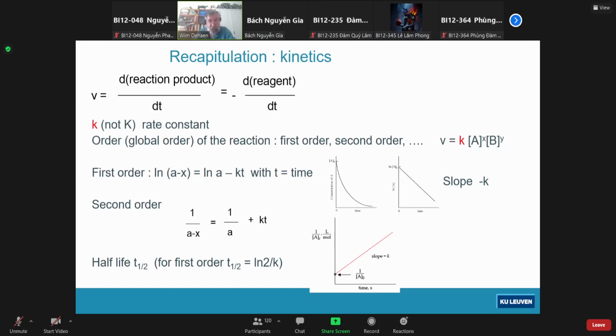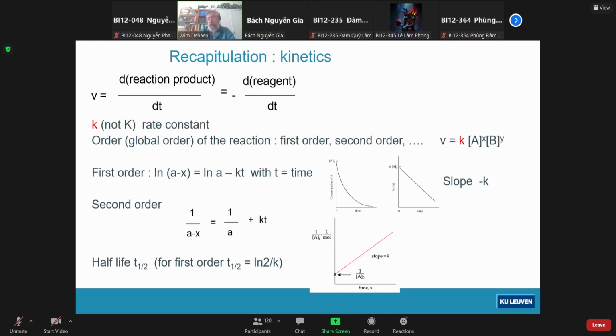So first order means that the concentration is to the first power. So x is 1 in this case. Second order, you actually have the square. So x is 2 and so on. So we actually discussed the two most simple kinetics, which are first order kinetics and second order kinetics. And this leads to two types of equations.